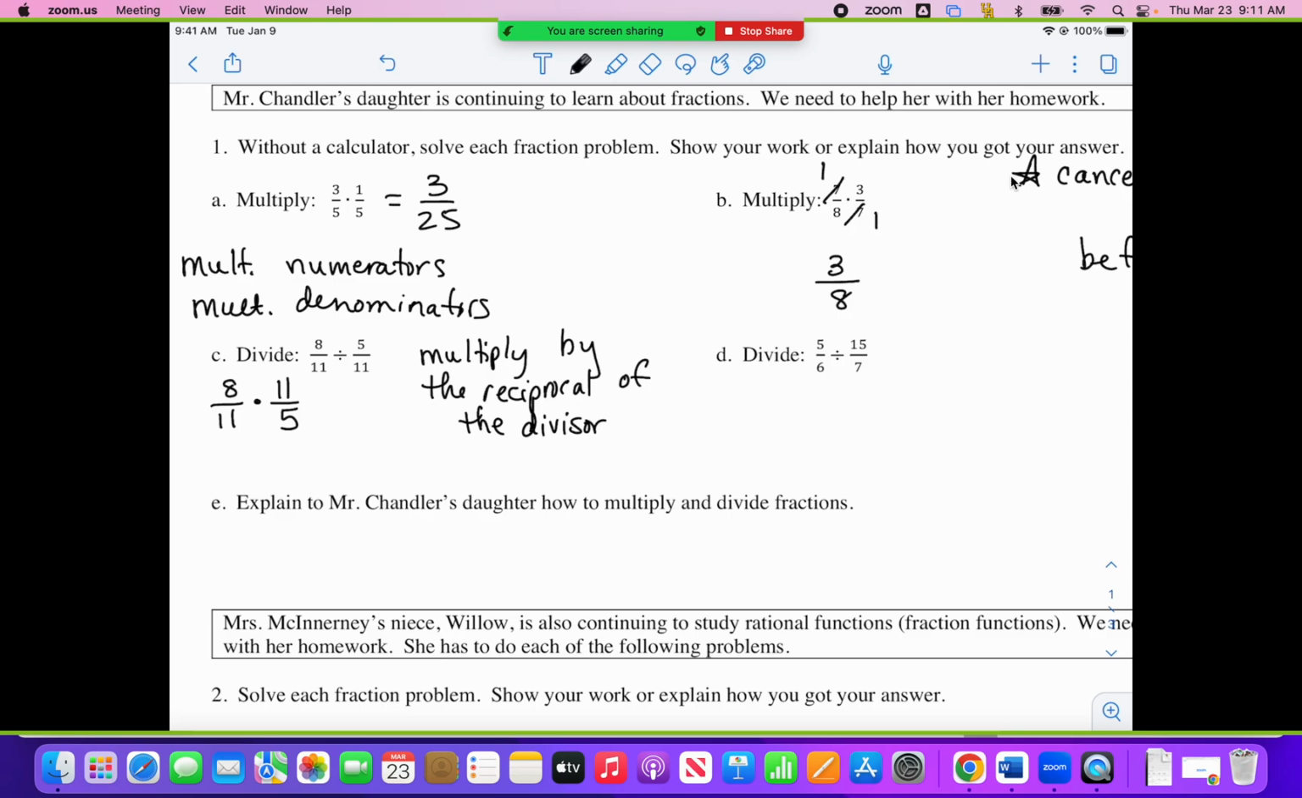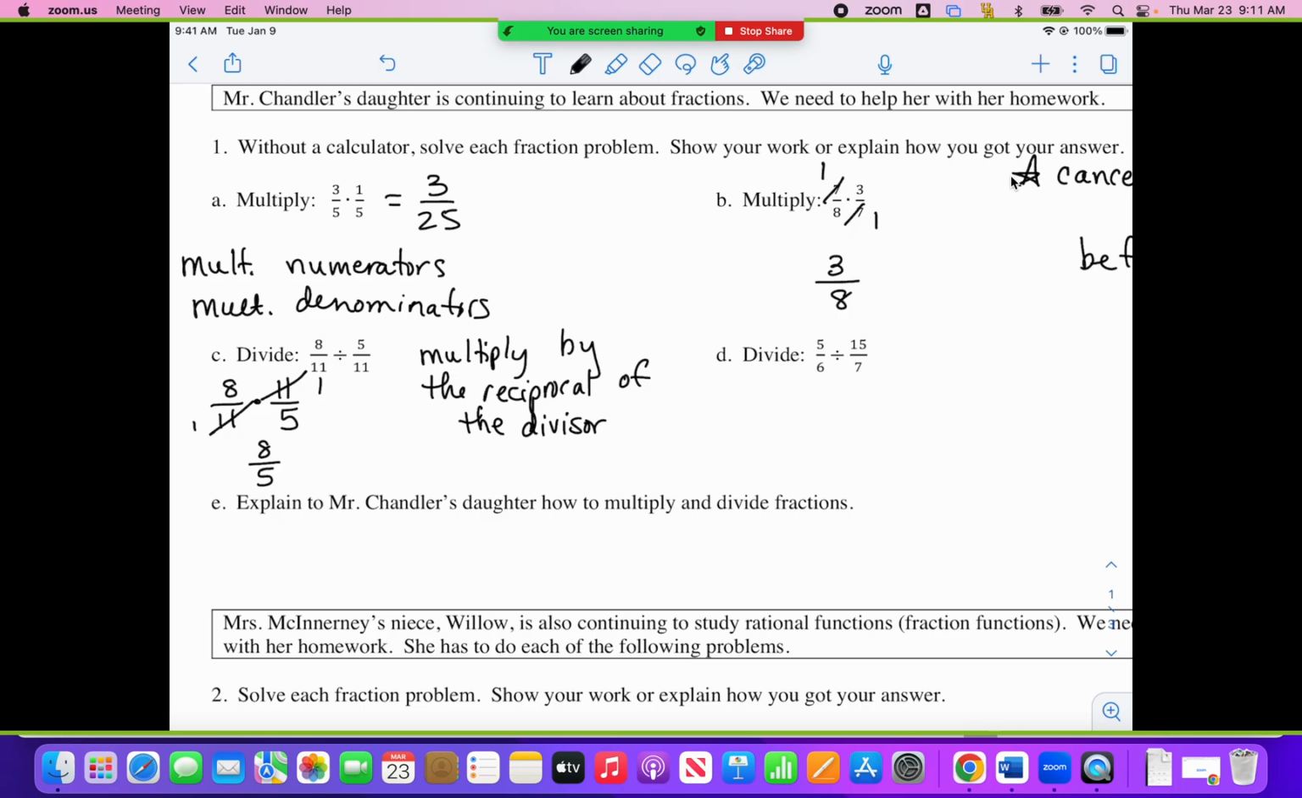Now, I need you to be really careful. This is going to come into play when you're left with just something in the denominator. But do you see the 11s cancel to a 1? So that's 8 times 1 over 1 times 5. But oftentimes we just cancel them and we don't write anything. But it's implied those are 1s, okay?